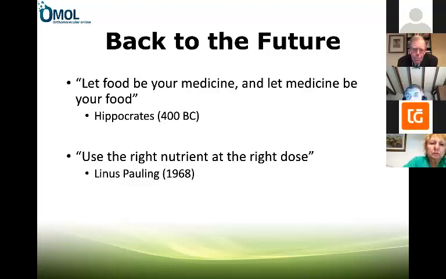Are omega-3 fatty acids essential fatty acids?